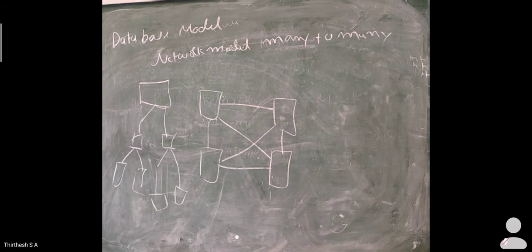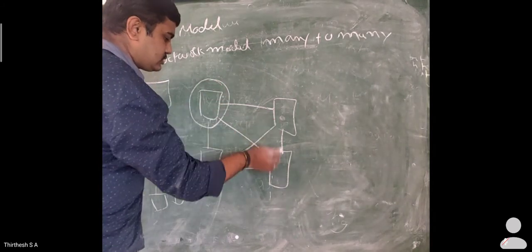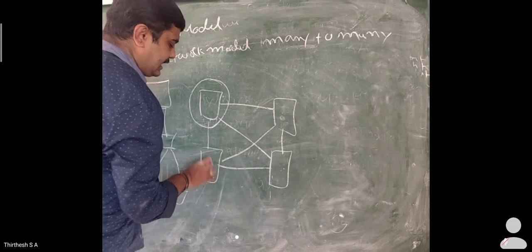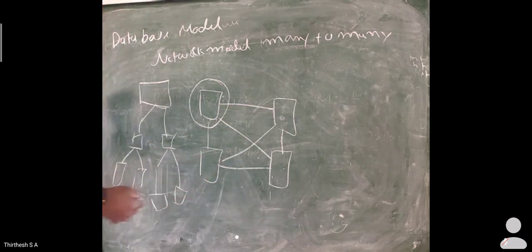What is the advantage over here? The main advantage of this is that the parent node can have many child nodes, and a child node can have many parent nodes also. Here this is the parent node which has many children. Here a child node can also have many parent nodes, which means that you can access the data anywhere in any fashion. This is what we call a network model.